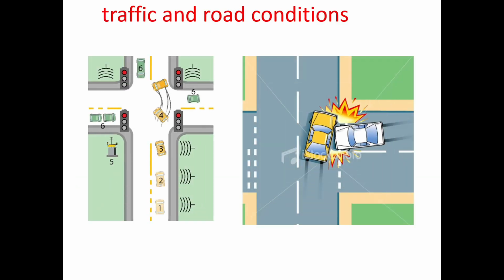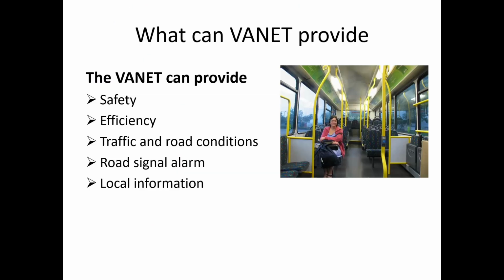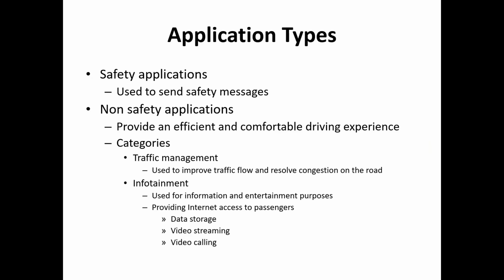Traffic and road conditions. Here, VANET is used to control accidents on the road by providing alarm signals. What can VANET provide? VANET can provide safety, efficiency, traffic and road conditions, road signal alarm, and local information.